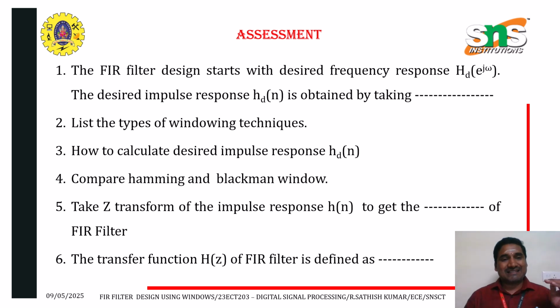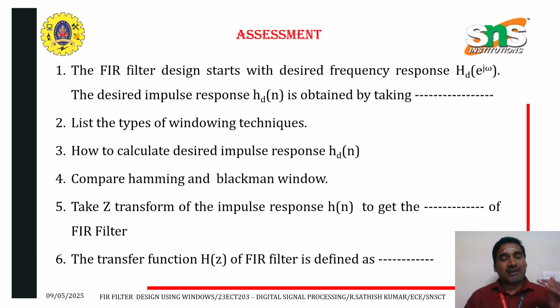Now we can see the assessment. The FIR filter design starts with the desired frequency response hd of e power j omega. The desired impulse response hd of n is obtained by taking the inverse Fourier transform of hd of e power j omega. List the types of windowing techniques: rectangular window, Hanning window, Hamming window, Blackman window. How to calculate the desired impulse response hd of n? It is equal to 1 by 2 pi integral over minus pi to pi hd of e power j omega into e power j omega n into d omega.